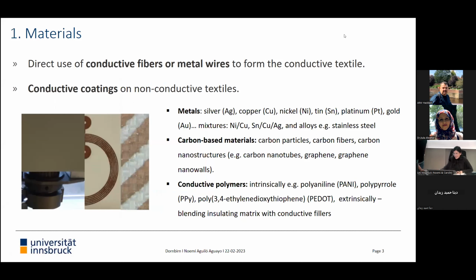Yes. Okay. Unfortunately, this picture you cannot see, but I was just saying that we can use directly conductive fibers or metal wires to form these conductive structures. In this picture, you could have seen some carbon fibers. But no worries, later on there will be more pictures. And another method to create these conductive textiles is to produce some conductive coatings on the non-conductive textiles. And here on the right side, you can see a copper-coated fabric.